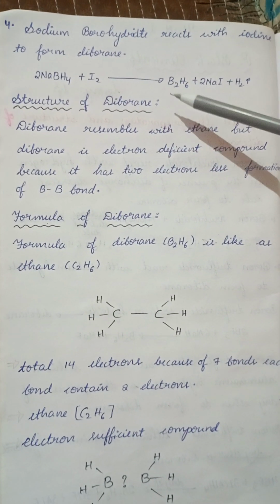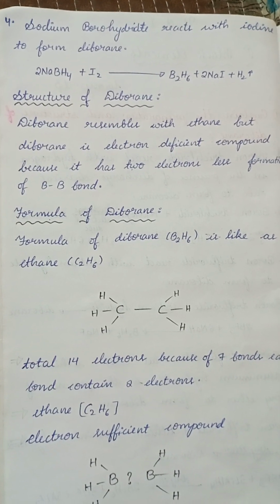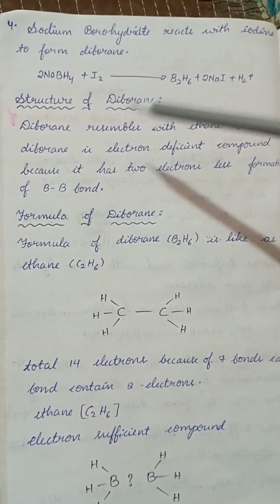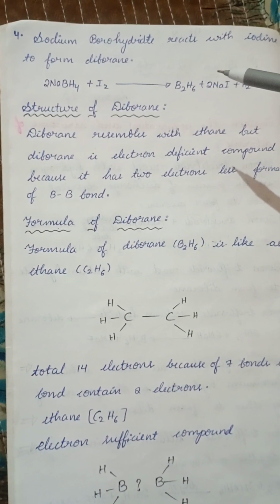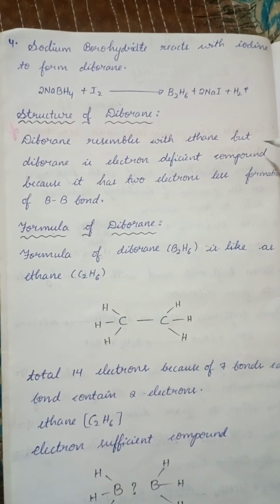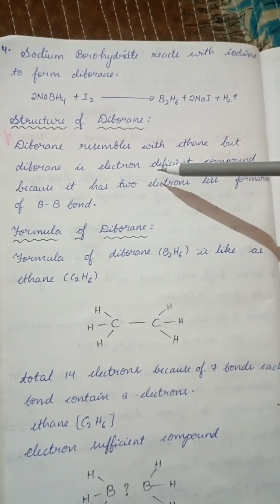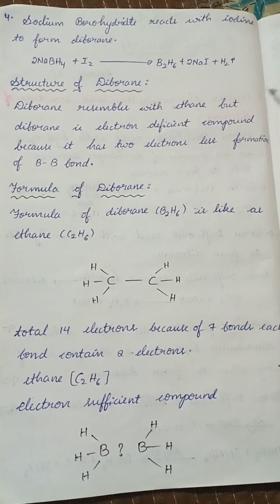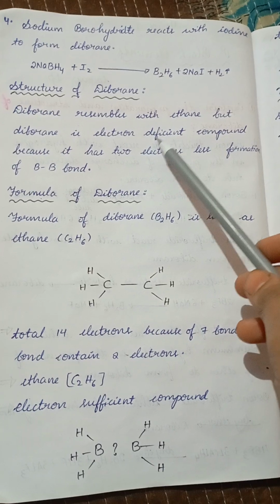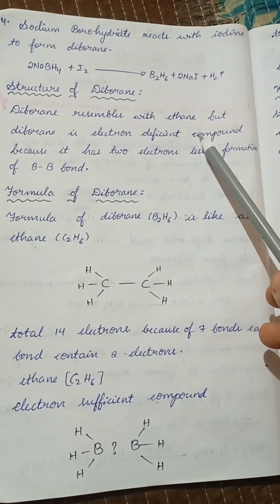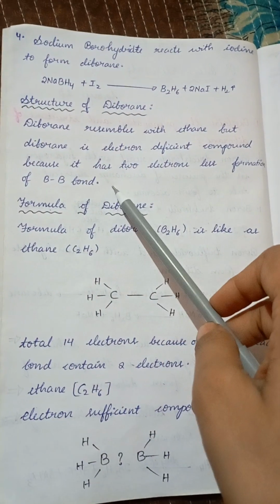As we learned in the first topic how to prepare diborane, now let us see how the diborane is, that is, the structure of diborane. So diborane resembles ethane, but diborane is an electron deficient compound because it has 2 electrons less for formation of a BB bond. So what is an electron deficient compound? Deficient means loss. So it has 2 electrons less for formation of a BB bond.